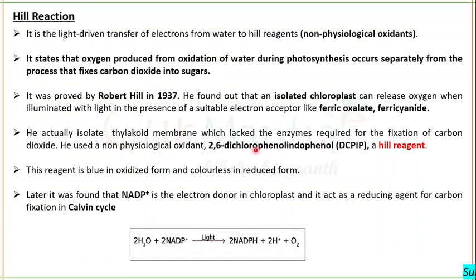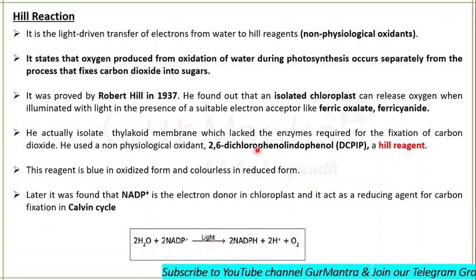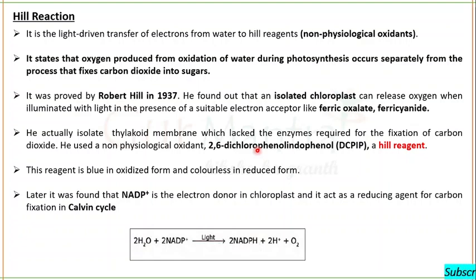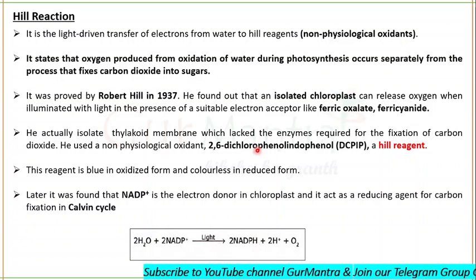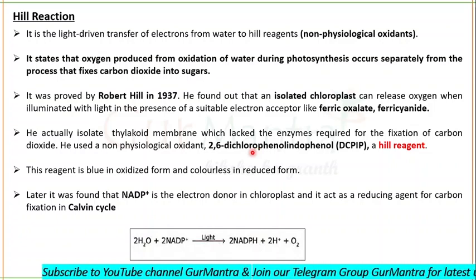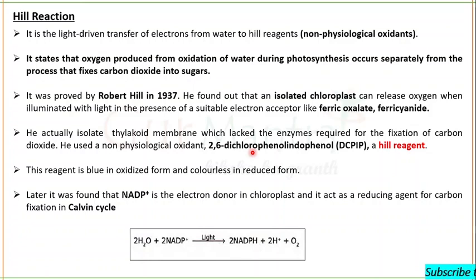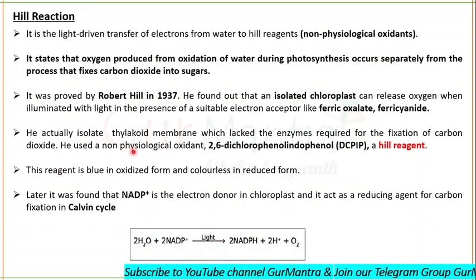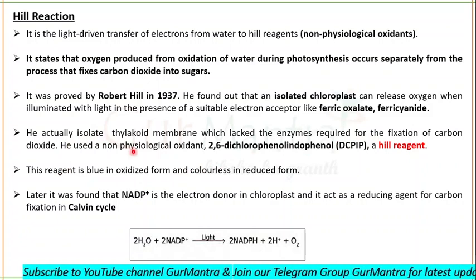It may be asked from you what was the non-physiological oxidant that was used by Robert Hill to prove that the evolution of oxygen from the water molecule is a different process, and the reduction of carbon dioxide into sugar is a different process. So you should be answering 2,6-dichlorophenol indophenol. Okay, this is what we now call a Hill reagent. This reagent is blue in the oxidized form and colorless in the reduced form.